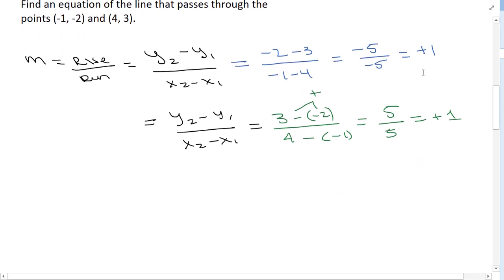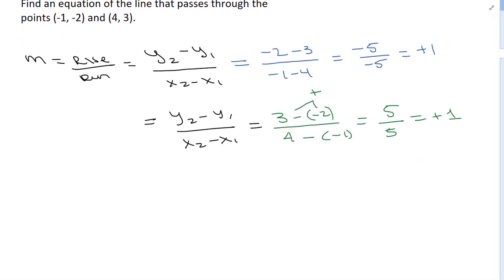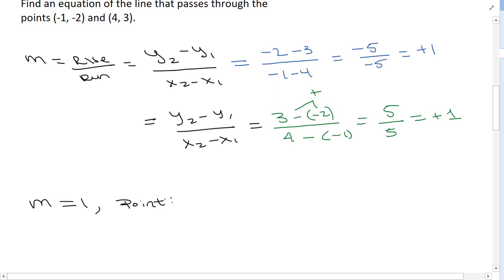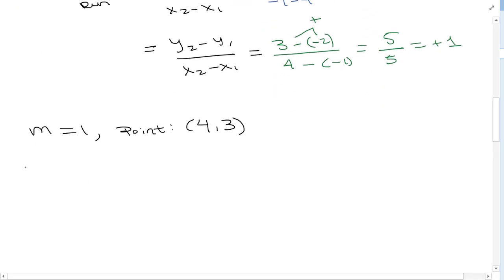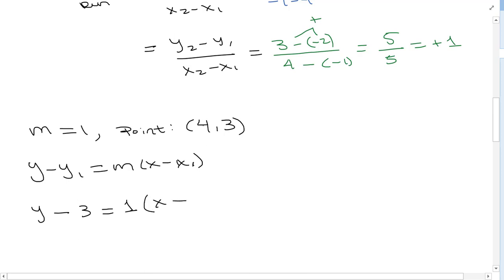And so now that we have the slope, we can use any of the points. So I know the slope is 1, and my point is going to be, I'm going to pick the one with the positives. It's just less room to make an error if I'm not using the negatives. And we can use the point slope form. So I'm going to use y minus y1 equals m times x minus x1. So this is going to look like y minus 3 equals the slope, which is 1, times x minus the x value, which is 4. So this is my x1 and my y1.